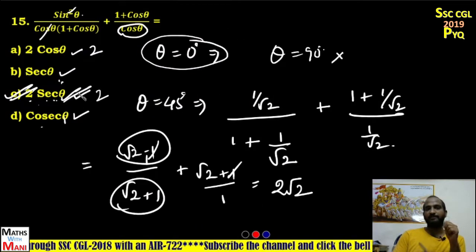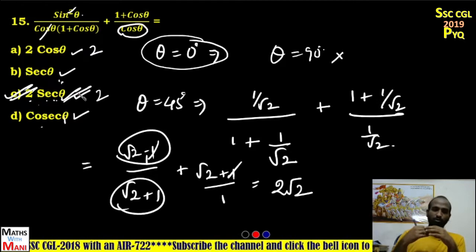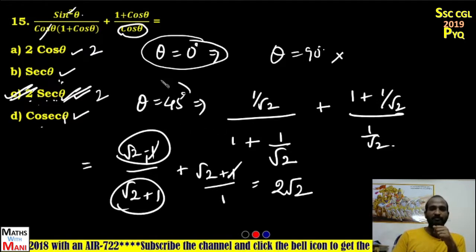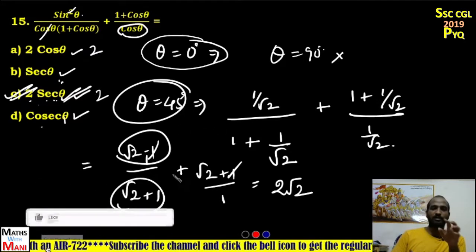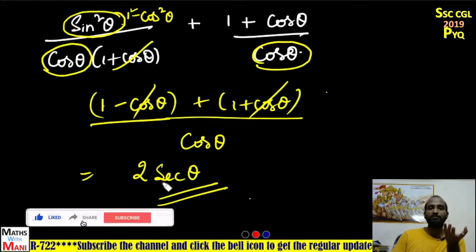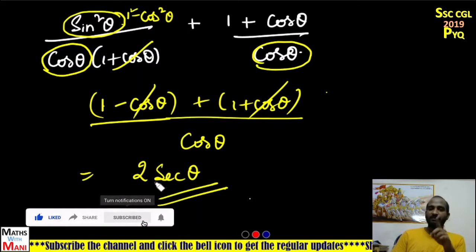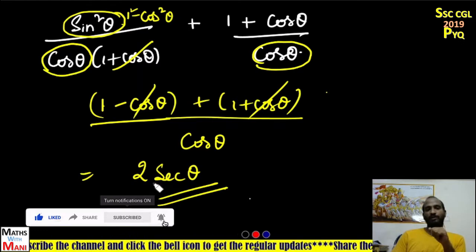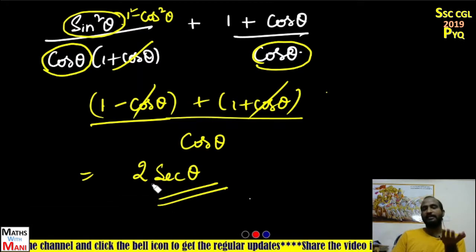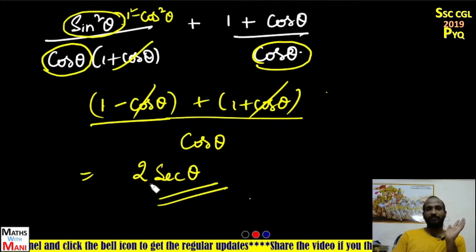That is option C. So through substitution, you have to take theta as 45. Through the general procedure, what is the identity you have to use? Sin square theta plus cos square theta is equal to 1. If you know that identity, it is very easy. Is it clear? Okay.